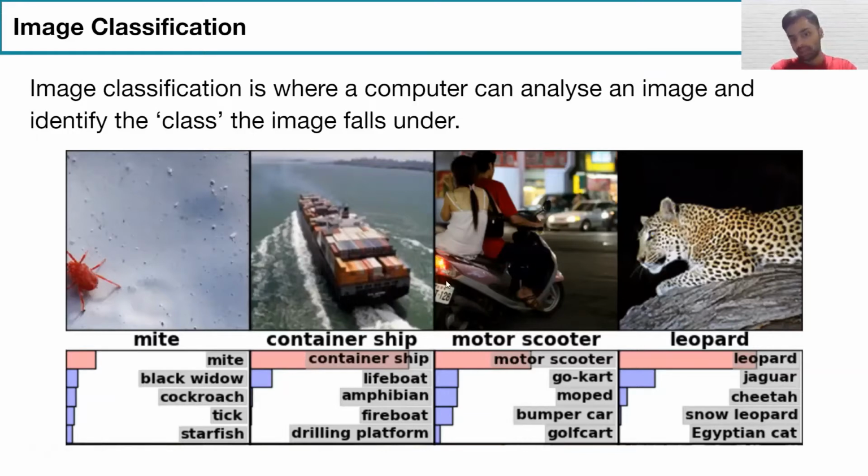And similarly for the examples here, the computer predicts that this image is most likely a container ship. This is most likely a motor scooter, and this is most likely a leopard.